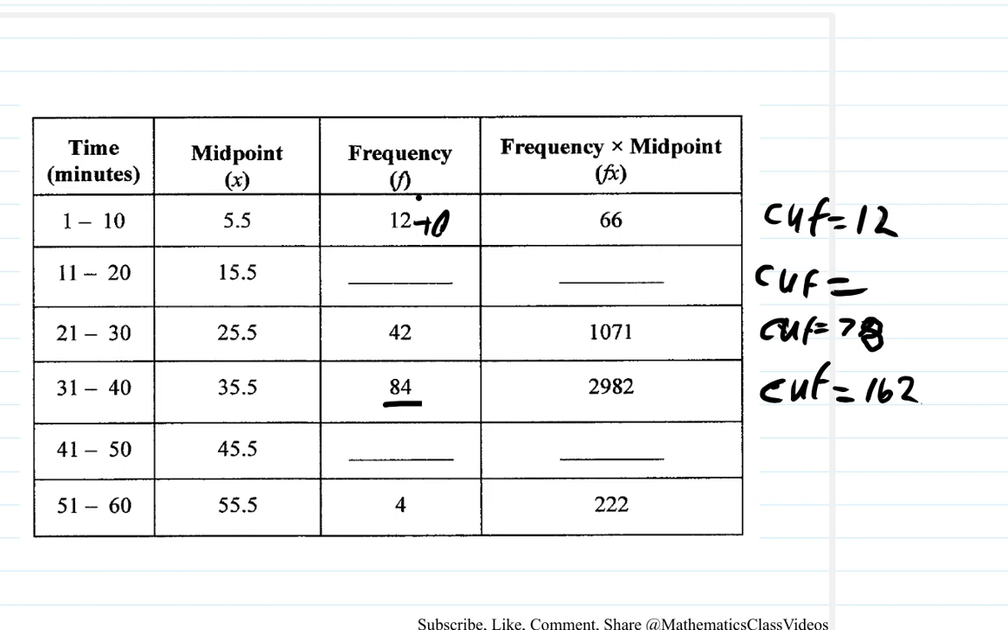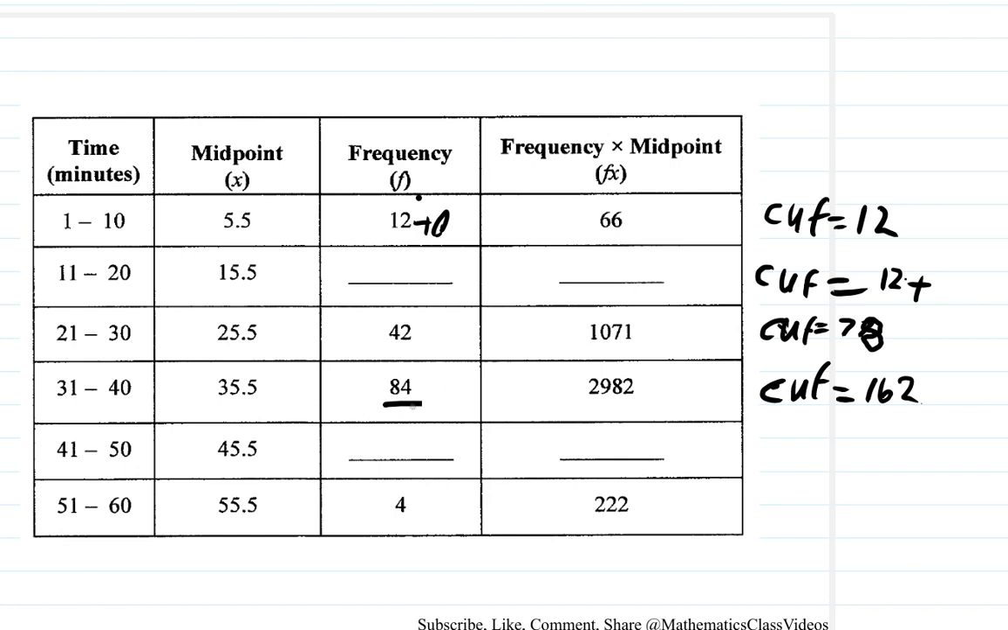12 plus 0 is 12. Whatever the cumulative frequency here was, what you're going to find is 12. What you're going to get here for the cumulative frequency is 12 plus what the number is here, whatever this was, right? 12 plus it, because remember, this is 42, that's the frequency.